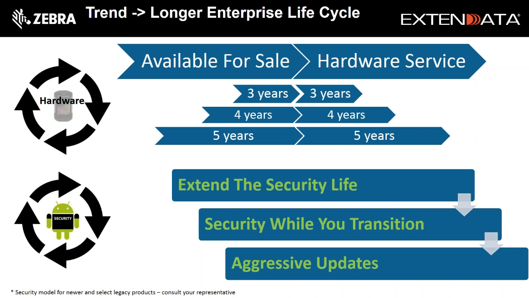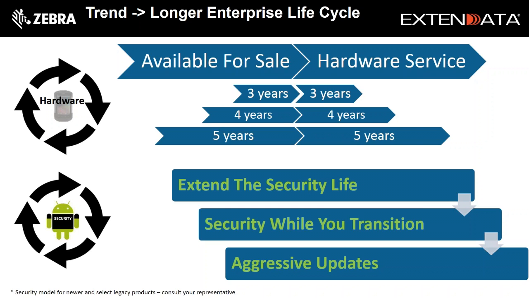So there's basically 3 things that we're looking to do here. We're providing extended security life that goes beyond the end of sale of the product. We're going to support what we call security while you transition, meaning when we release a new operating system for a device, we understand that our customers can't instantaneously move to a new operating system. So we have what's called an OS transition period, whereby we'll continue to provide security patches for the previous version of the operating system for 12 months while the customer gets to the new operating system.